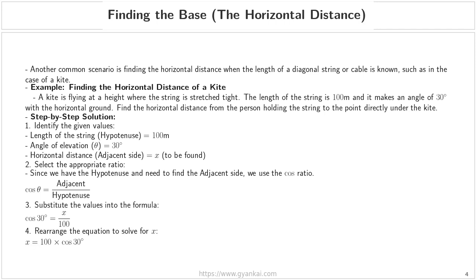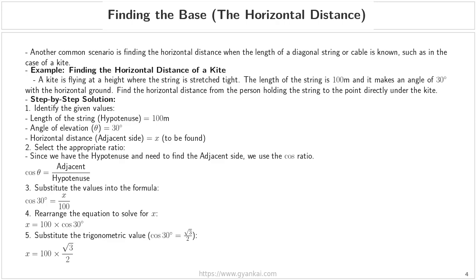Fourth, we need to rearrange the equation to isolate x. To do this, we multiply both sides by 100, which leaves us with x equals 100 times cosine of 30 degrees. Fifth, let's substitute the actual trigonometric value. We know that cosine of 30 degrees is equal to the square root of 3 over 2. So, our equation becomes x equals 100 times the square root of 3 over 2.